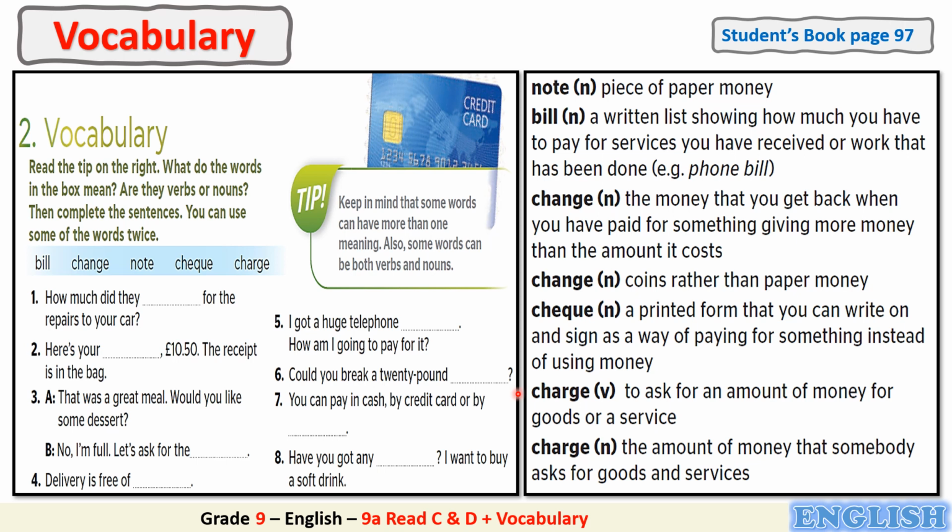The last word is charge, and it has 2 meanings. The first one is a verb, and the second one is a noun. The first one, charge, is a verb, which means to ask for an amount of money for goods or a service. The second one, it is a noun, which means the amount of money that somebody asks for goods and services.